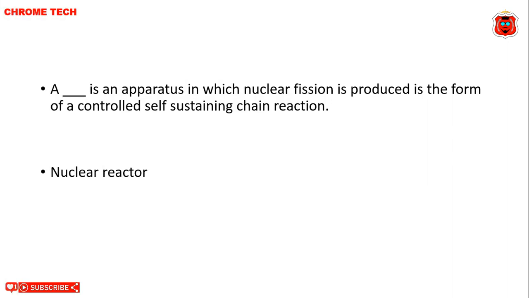Third question. A ____ is an apparatus in which nuclear fission is produced in the form of a controlled self-sustaining chain reaction. Nuclear reactor. Nuclear reactor is the correct answer.